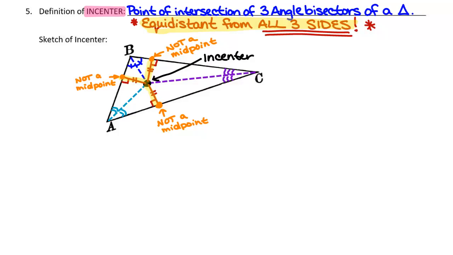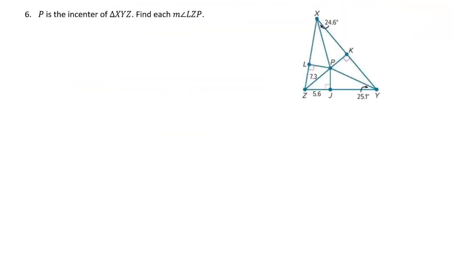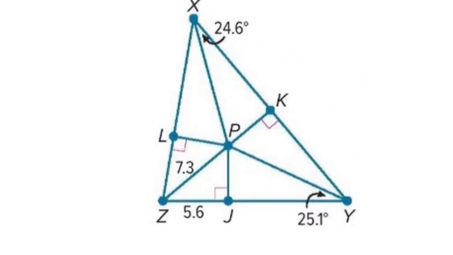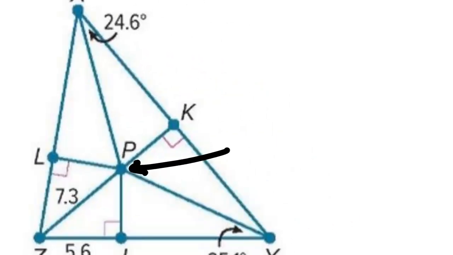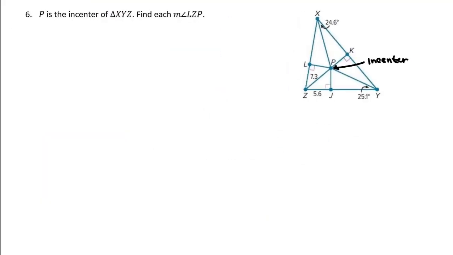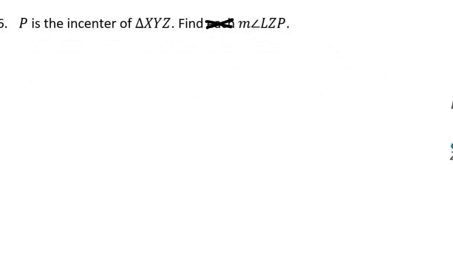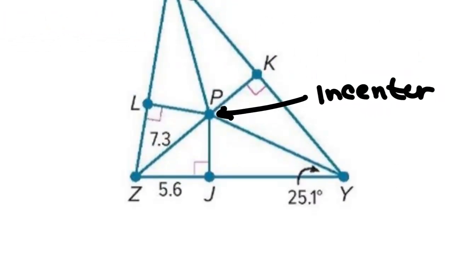Let's look at number 6. We are on page 7 right now. It says that P is the incenter of triangle XYZ. So I'm going to draw a little arrow here. This is the incenter. Find, and that shouldn't say each, that should just say the measurement of angle LZP. Well, angle LZP is this angle right here.